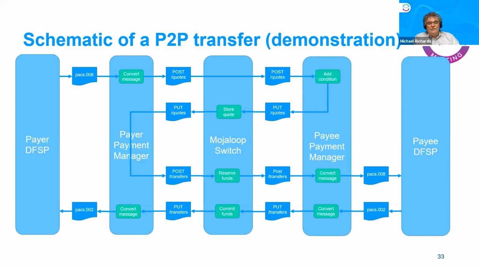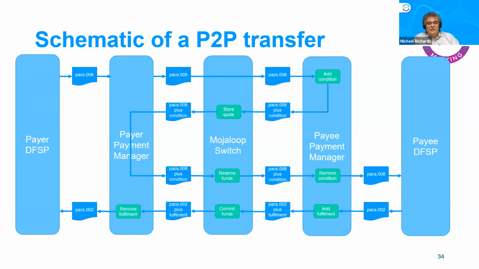So that's how we plan to do things in demonstration. We can do that relatively simply because we don't have to make any changes to the switch in order to do that. All we need to do is to configure the two payment managers correctly. So that will enable us to get things going quickly and to demonstrate how this would work in a very simple way. When we look at how we will do this eventually in production, there are some slight changes.